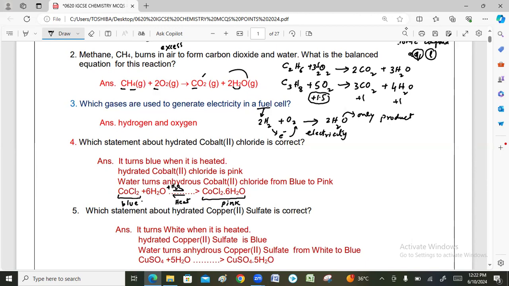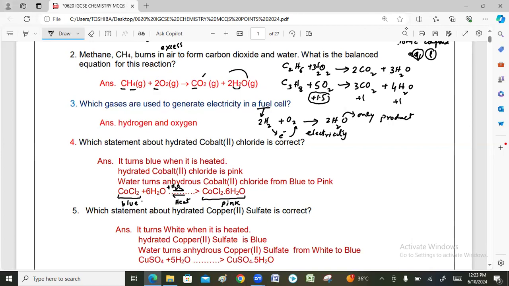So this is hydrated cobalt(II) chloride, this is anhydrous cobalt(II) chloride. Just think about the properties. It turns blue when it is heated. Yes, it turns blue when it is heated because it will be converted from hydrated to anhydrous. So hydrated is pink, anhydrous is blue. Hydrated cobalt(II) chloride is pink. Yes. Water turns anhydrous cobalt(II) chloride from blue to pink.